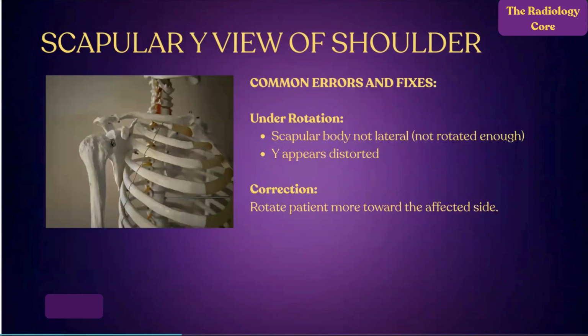So some common errors and fixes here. Under rotation: the scapular body is not lateral, so it's not rotated enough, and the Y appears distorted. So here, you can tell that the patient is not rotated up enough because you're going to see this medial border of the scapula and the lateral border, and the humeral head and the proximal 1/3 of the humerus will be sitting more posteriorly. In order to fix this, you're going to rotate the patient more towards the affected side.